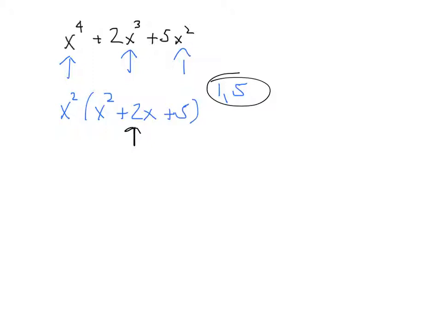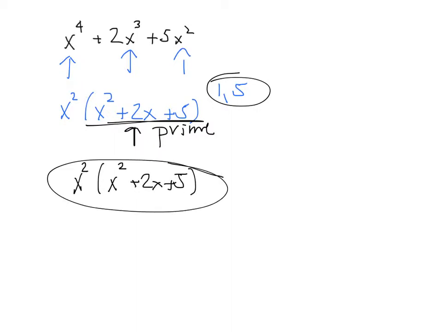The answer is no. If I added them, I'd get a 6. If I subtracted them, I would get either a positive 4 or a negative 4, none of which gets us a 2. Therefore, this trinomial is what we call prime. We were able to actually factor the original problem because we could pull out the GCF. So my final answer in this case is x squared times x squared plus 2x plus 5. That is the only thing that we could do, was to factor out the GCF.